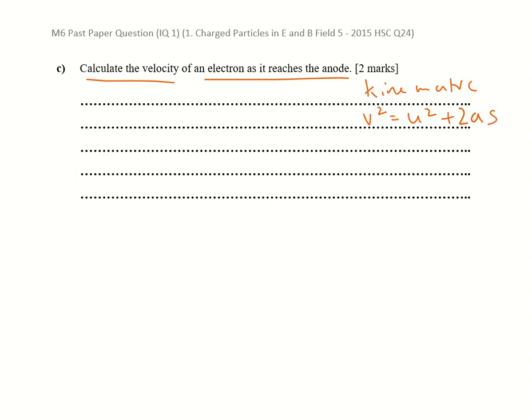Why are we using this formula? Well, firstly, we know that we have a displacement that's 2 centimeters. We know that the initial velocity is 0. We are trying to find the final velocity. We just need to know what the acceleration is. Now, the force experienced by a charged particle in an electric field, you can equate that to Newton's second law: mass times acceleration. And we already found what the force was.